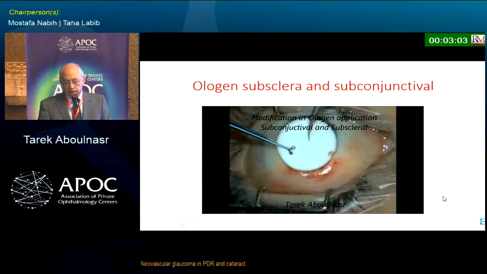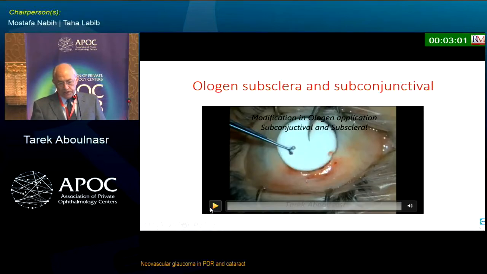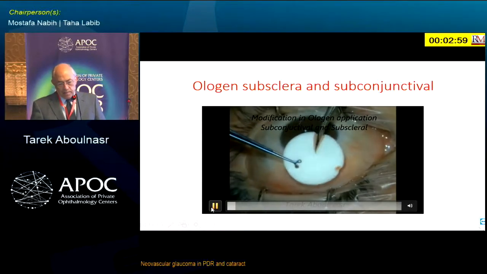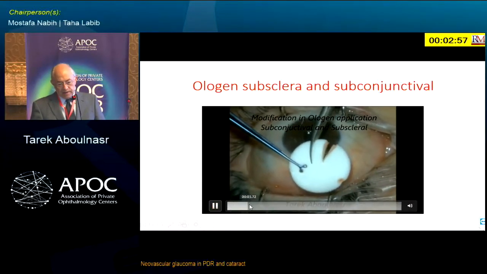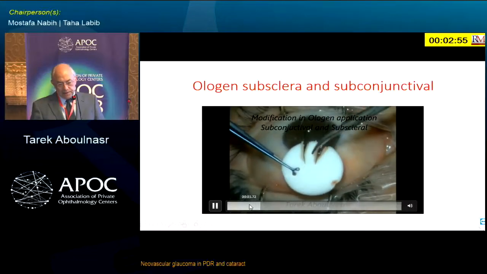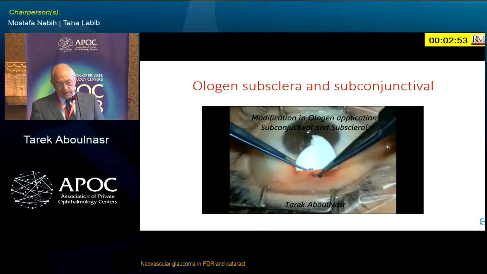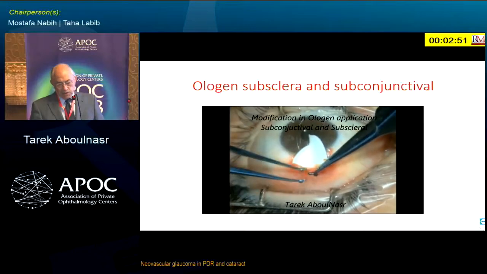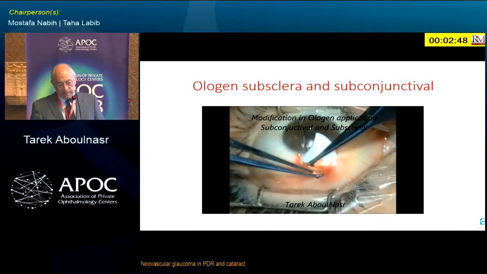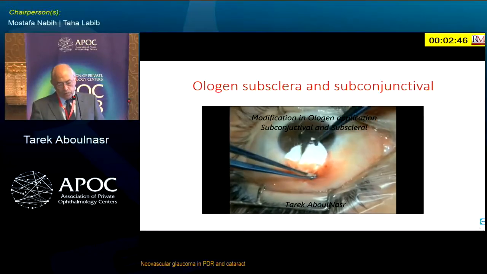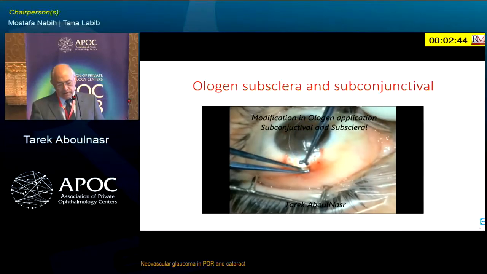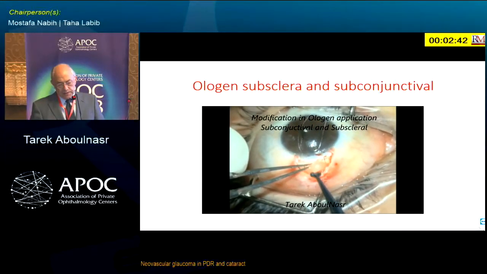Also, we can use the Ologen with a slight modification. Part of it will be subconjunctival, and part of it will be subscleral. Here's the tongue that will be subscleral, and the rest of the Ologen will be subconjunctival. We put it under the subconjunctiva, and then put this tongue under the subscleral space.